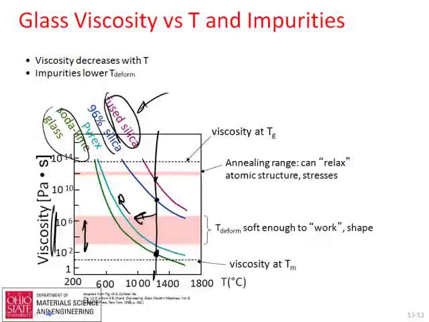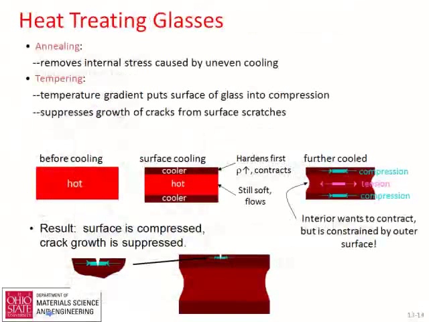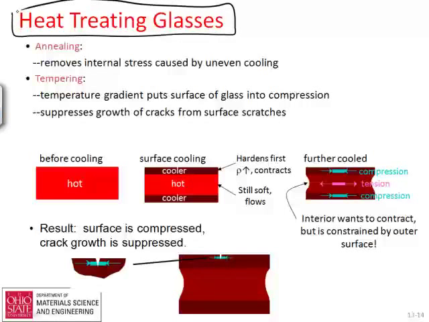Okay, so fair bit of material here. Now I want to get to some things that are a little bit more fun that you really could use in your classroom. And this is about heat treating glasses. Annealing is something we can use to remove internal stresses caused by uneven cooling.